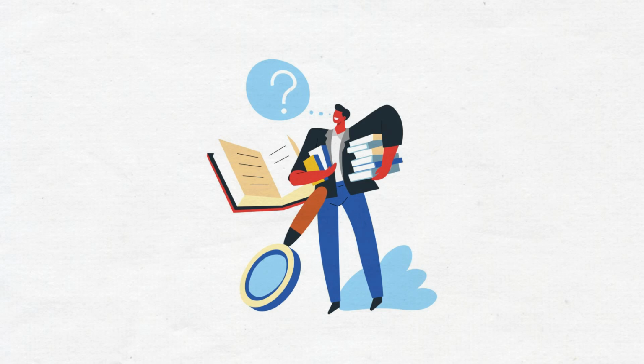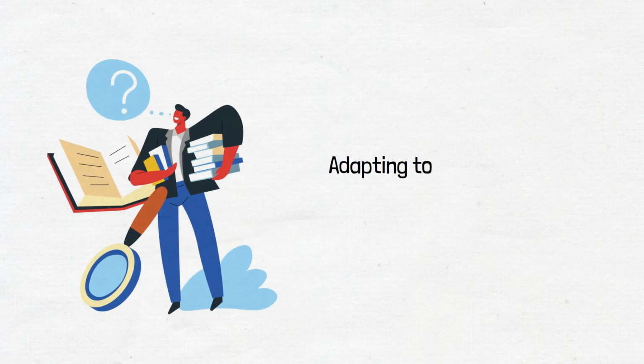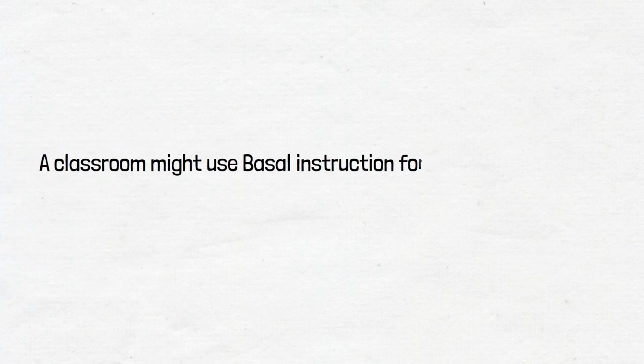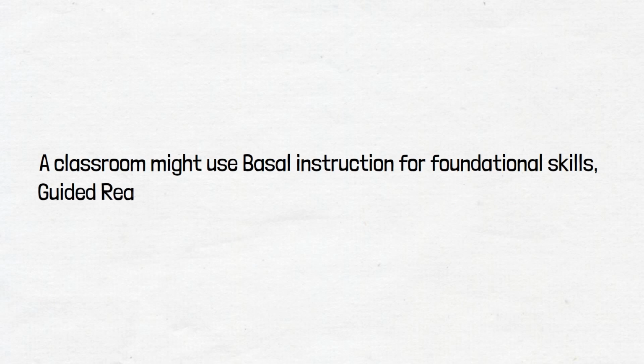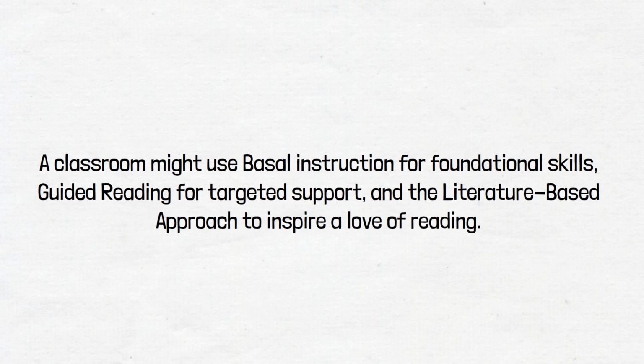Despite the range of methods available, research consistently shows that no single approach to teaching reading is universally superior. Instead, effective programs combine the strengths of multiple methods, adapting to the needs of individual students. For example, a classroom might use basal instruction for foundational skills, guided reading for targeted support, and the literature-based approach to inspire a love of reading. This flexibility ensures that instruction remains dynamic, engaging, and inclusive, meeting the diverse needs of students at all levels.